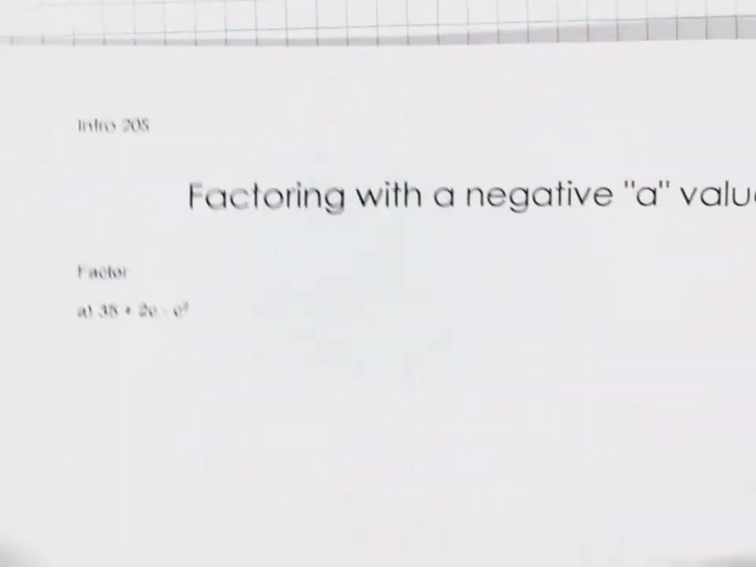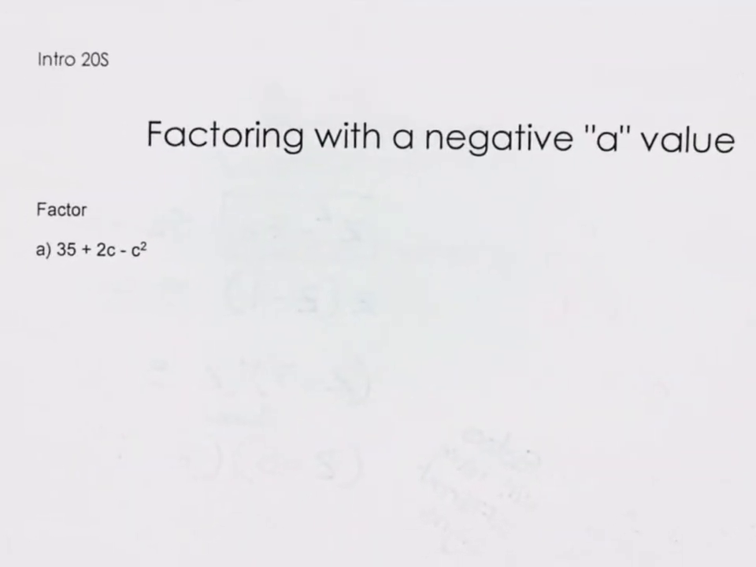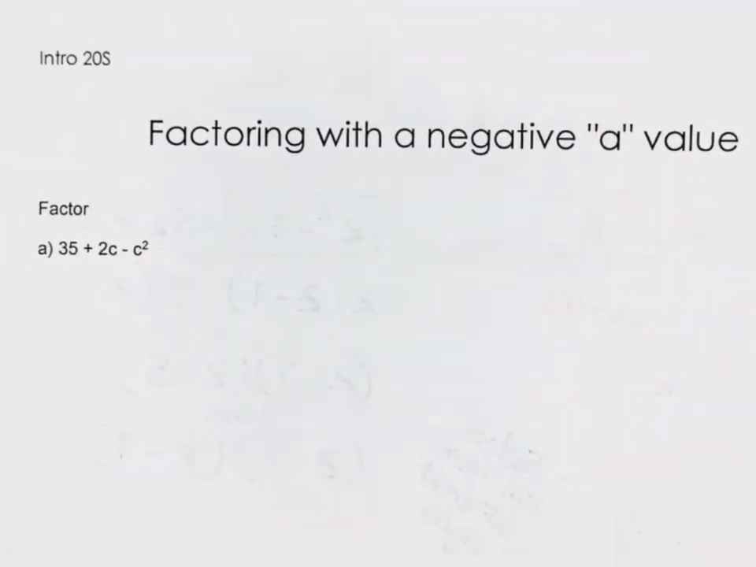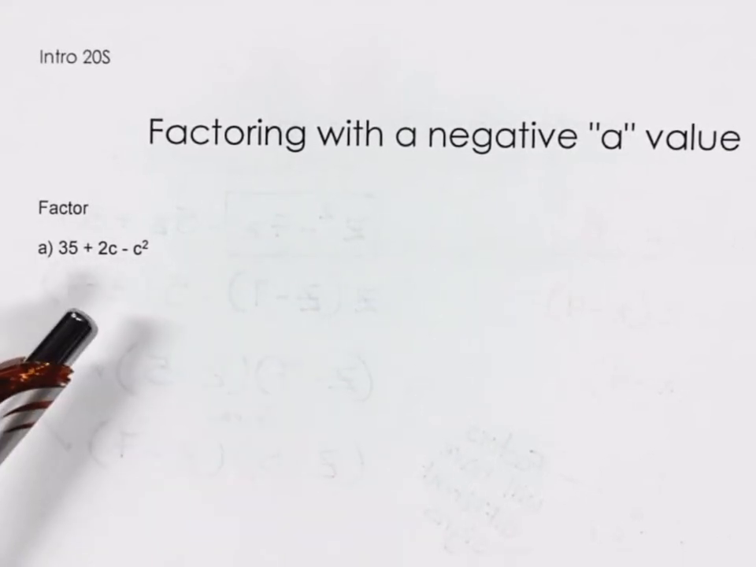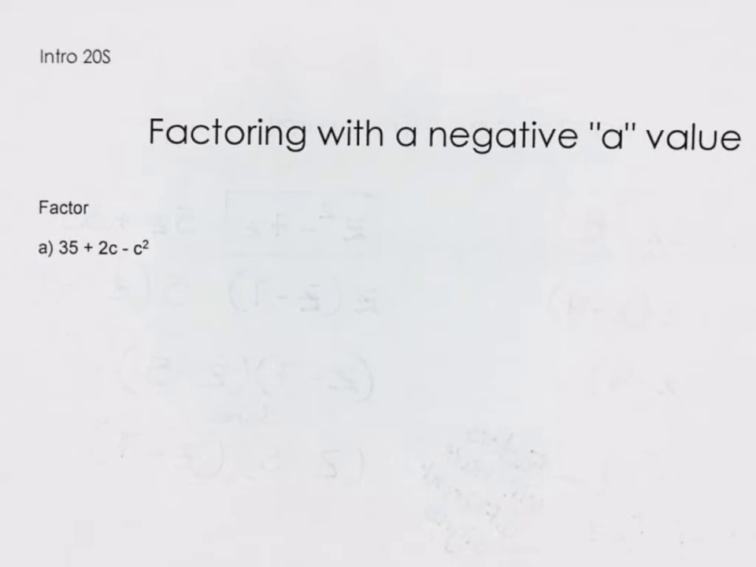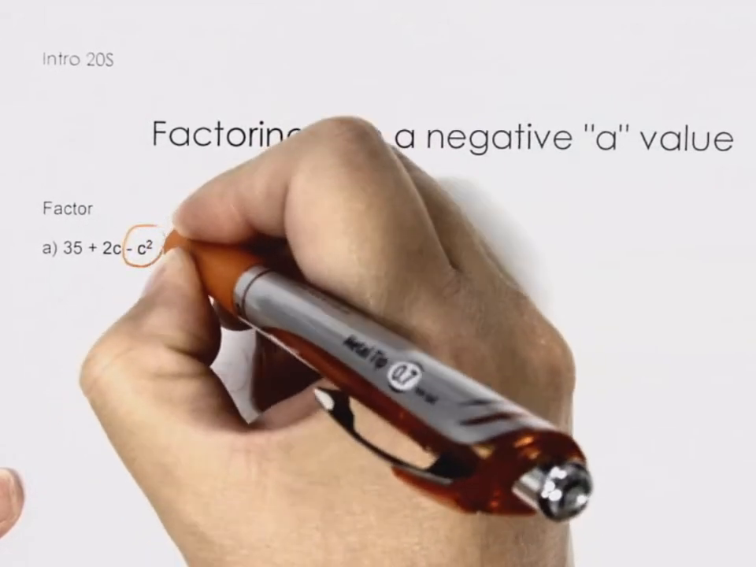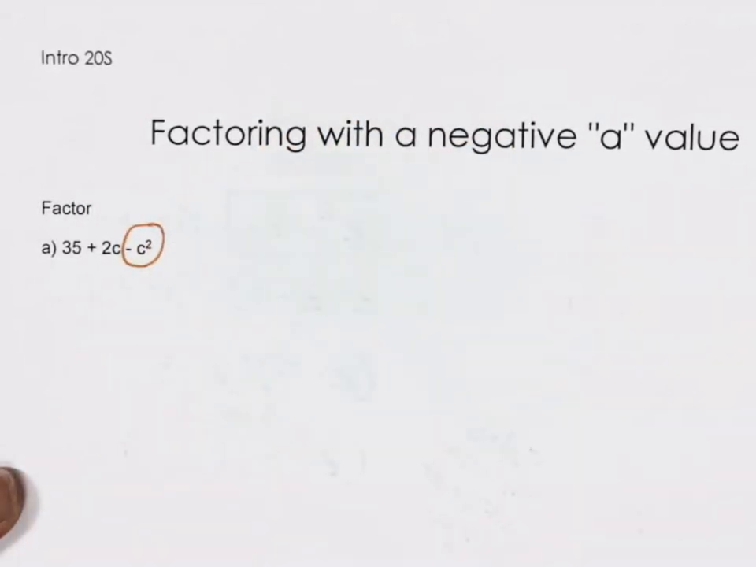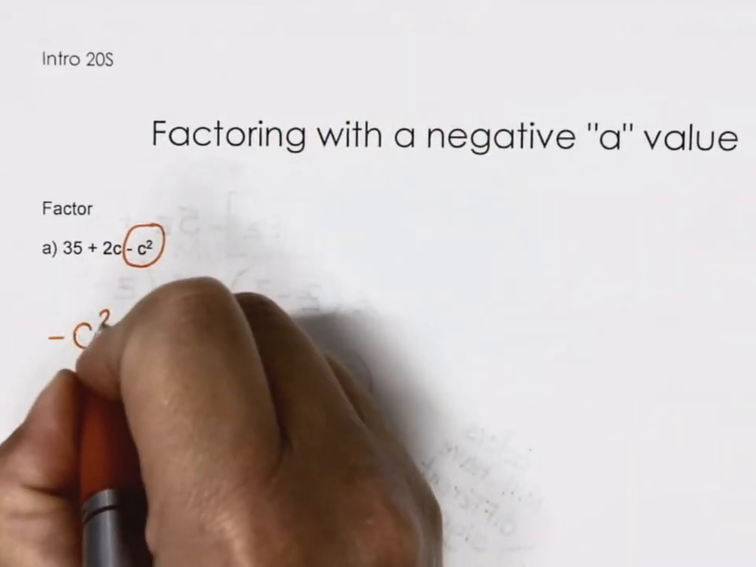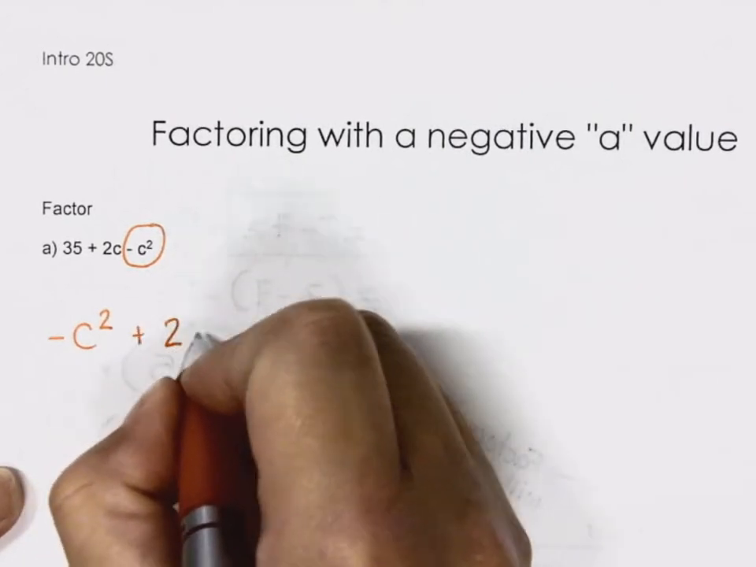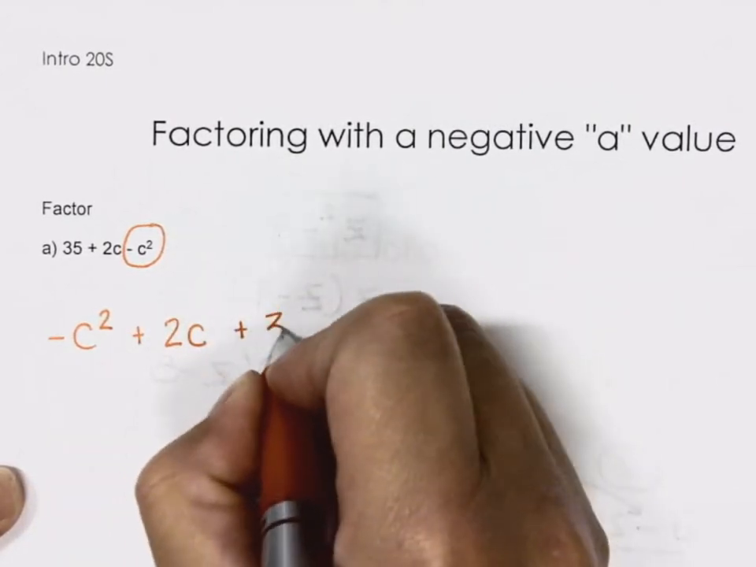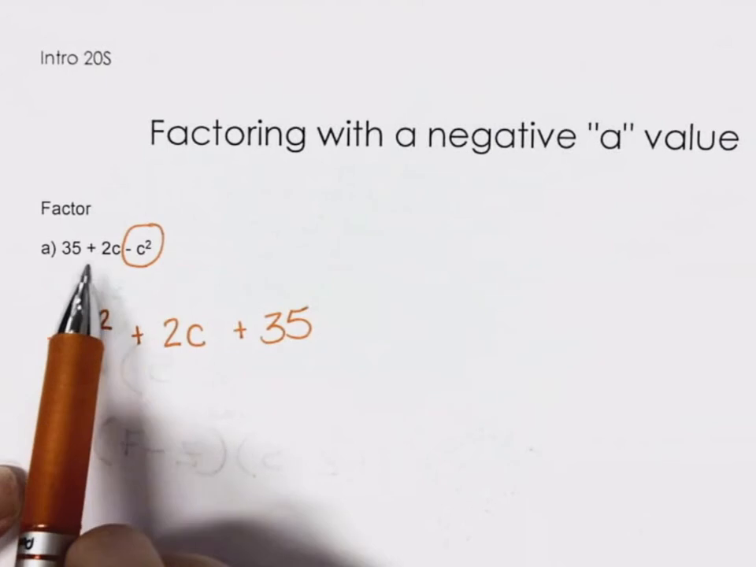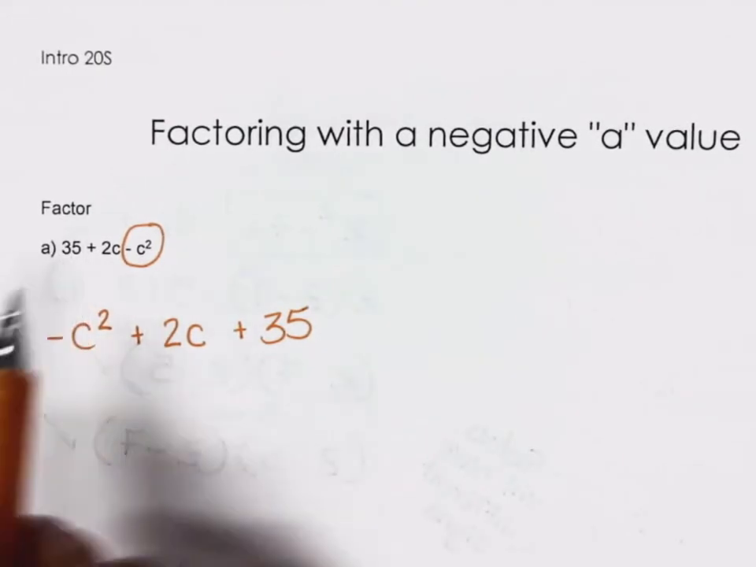So much faster today. Factoring with a negative a value. Okay, first thing I'm going to do is rearrange this because I can't see it like this. So I'm going to rewrite it. Remember that you always have to take the sign in front of the term. So I'm going to have a negative c squared plus 2c plus 35. If there's no sign, it's implied that it's a positive.